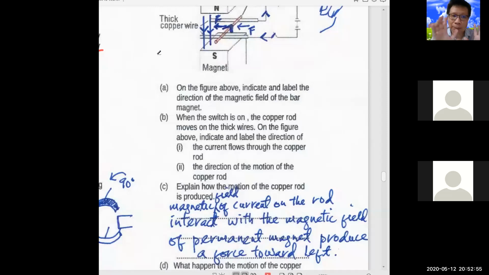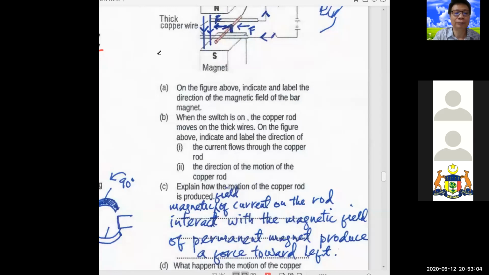Hey, please remember this answer. I'm sure this answer will be asked. You must know how to explain how the force is generated, you know. Okay, always remember this sentence. You remember the force is produced when there is interaction between two magnetic fields. Where are the two magnetic fields? Remember, interaction between the magnetic field by the current and the magnetic field by the permanent magnet. There are two magnetic fields here.